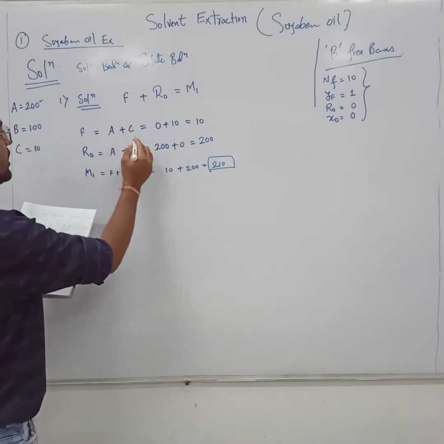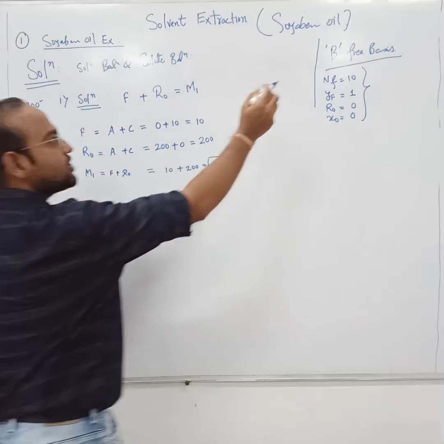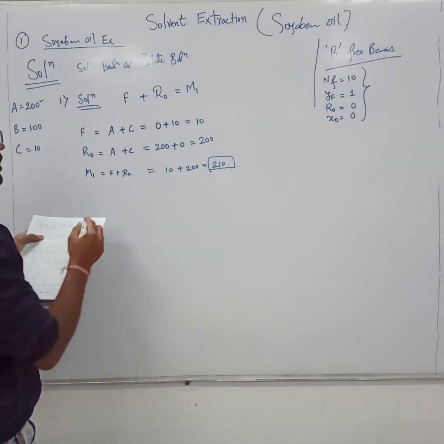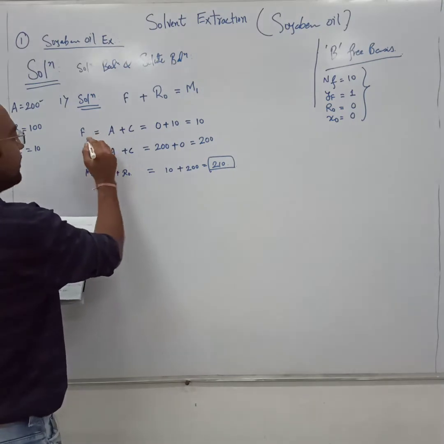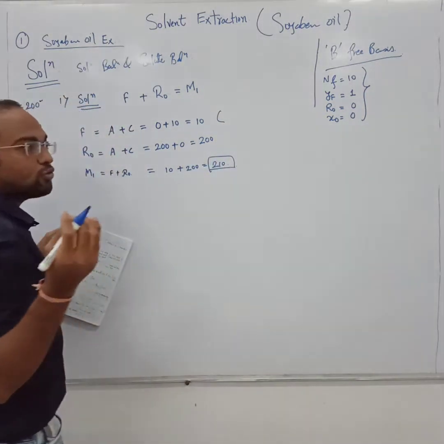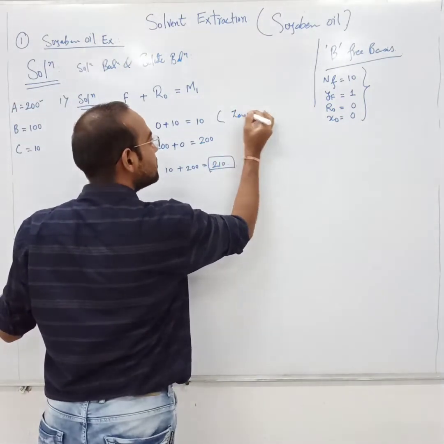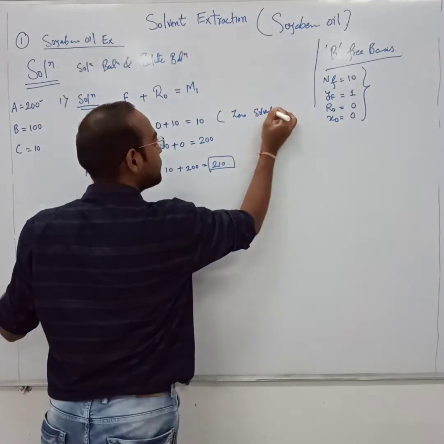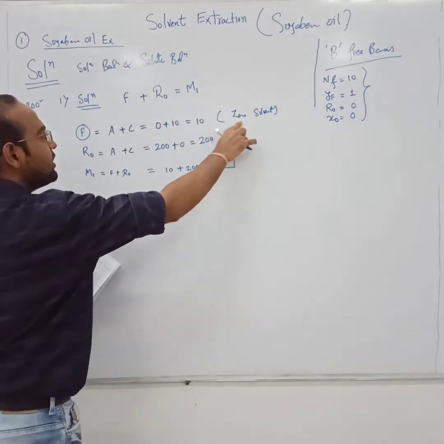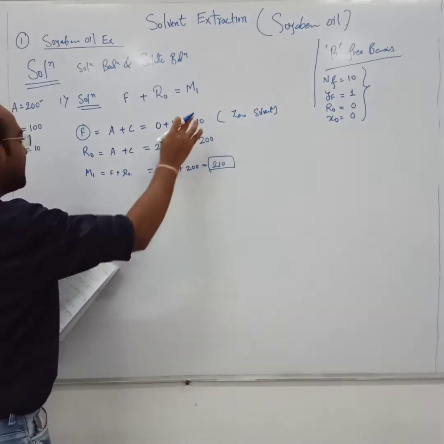Why A plus C? There is no alphabet like B. All the calculations are carried out on a B-free basis. So this shows our feed solids. This is our F, which shows our feed solids, meaning how much solvent is present in your initial feed, that is 0 solvent. This shows our feed solid, the amount of solvent is 0, that's why A equals 0, but the oil content is 10, so the value will become 10.